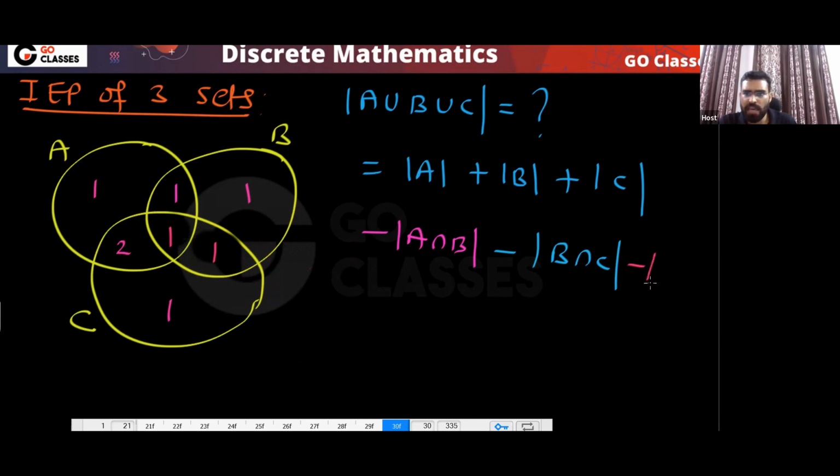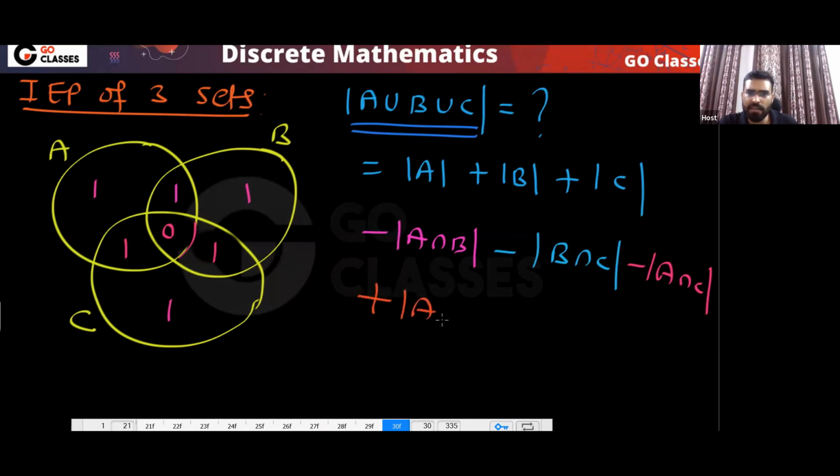Now if I remove A intersection C, this area I am removing, then these two counts will decrease by 1 each. This will become 1 and this will become 0. Is this the correct answer? Did we get our answer? This is what we want. Did we count it? No. This area we should count one time, right?